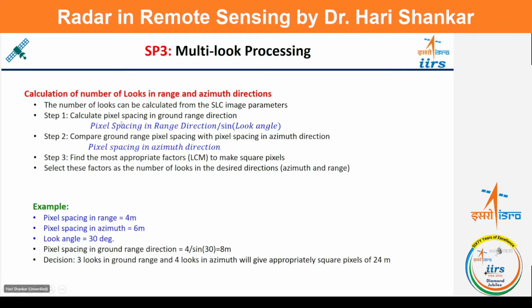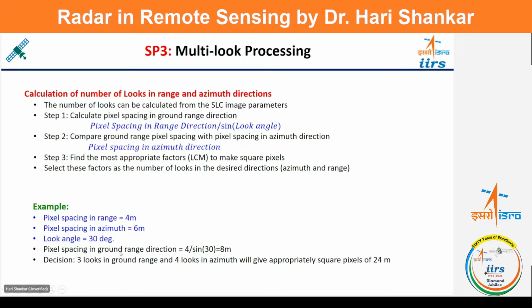Now you have the pixel spacing in ground range direction and the pixel spacing in azimuth direction. Now you just take the LCM of both, whatever it comes to. That is called the multi-look factor. So by calculation, you can just assume the pixel spacing in range is 4 meter, pixel spacing in azimuth is 6 meter, look angle is 30 degree.